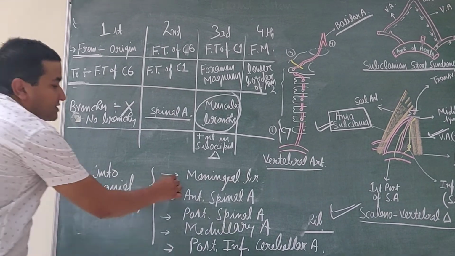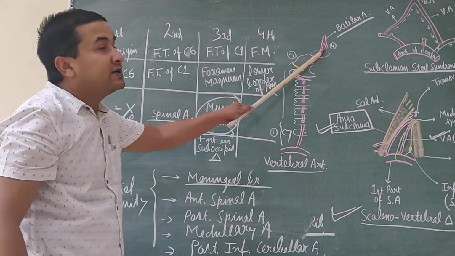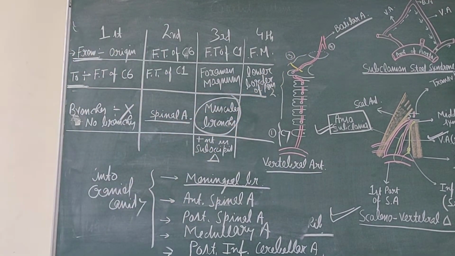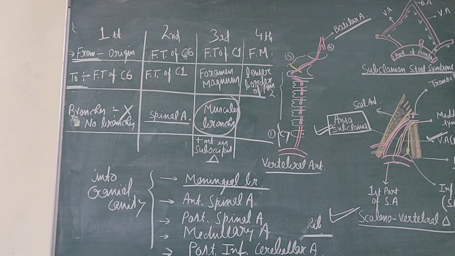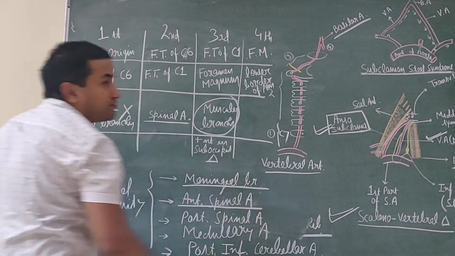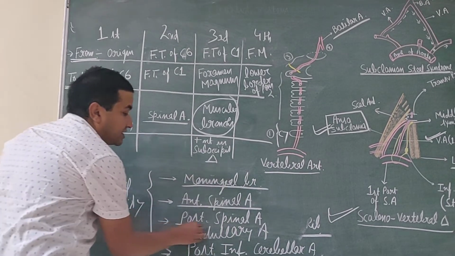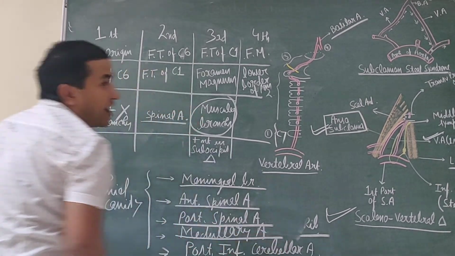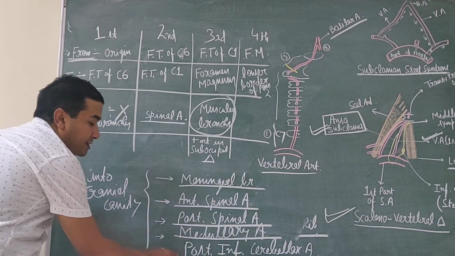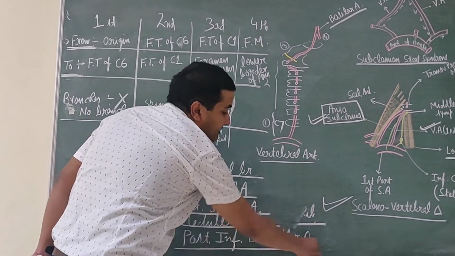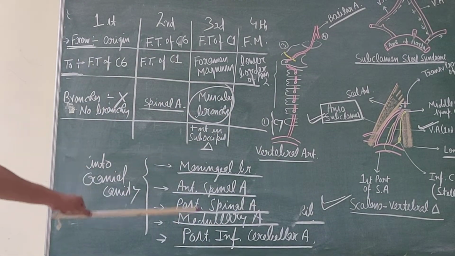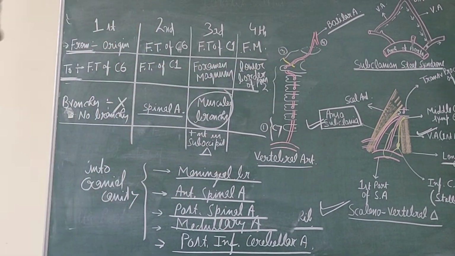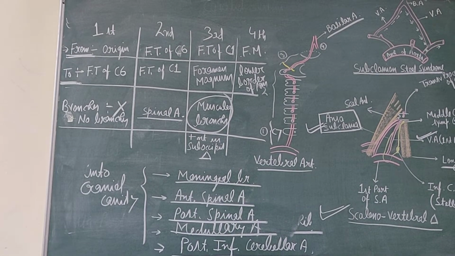These are the meningeal branches that supply the meninges. This artery enters by piercing the folds of the meninges in the cranial cavity, so it gives the meningeal branch. It gives the anterior spinal artery and the posterior spinal artery. Then it supplies the medulla, that is the medullary artery, and it supplies the cerebellum, that is the posterior inferior cerebellar artery. These are the arteries given by the vertebral artery inside the cranial cavity by its fourth part.